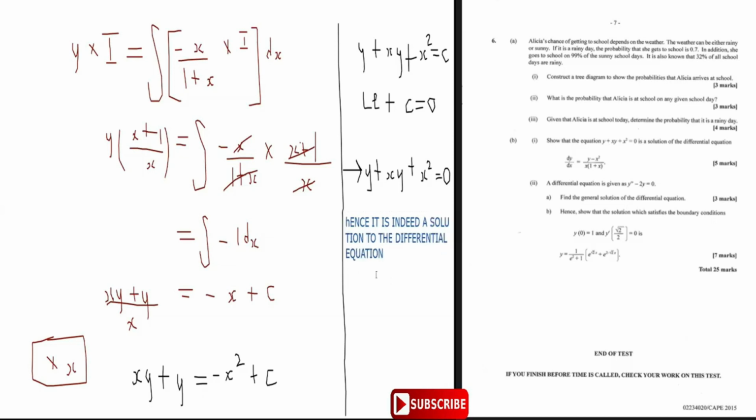It is indeed a solution to the differential equation. Nice. All right, we're good. Now let's look at the next part of the question.